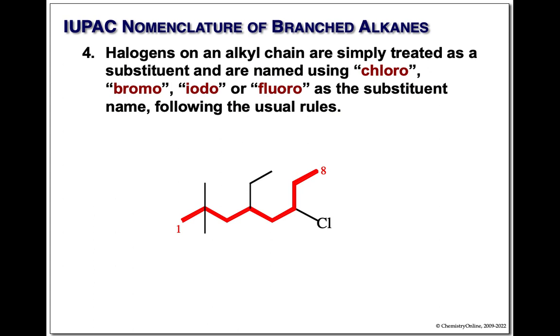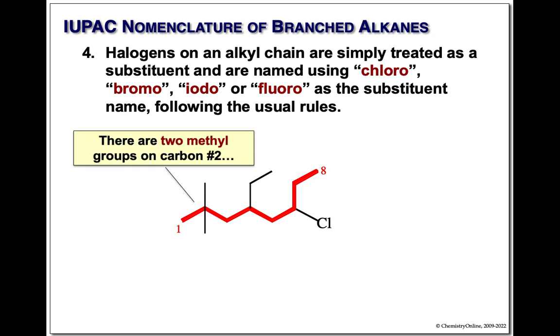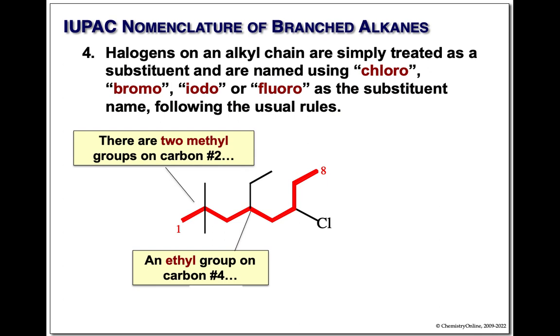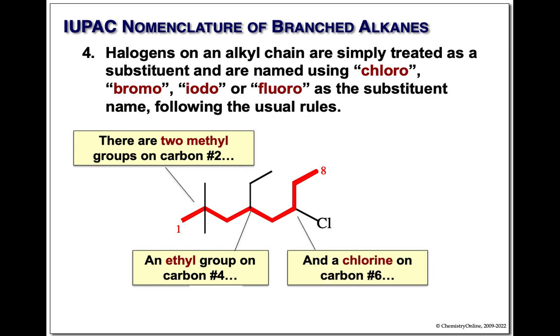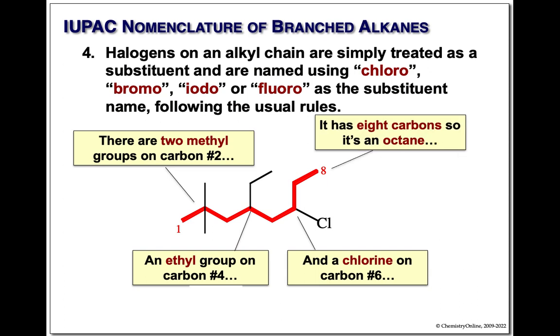We will start with the chlorine, 2 methyls on carbon 2, ethyl on carbon 4, chlorine on carbon 6. Alphabetically, chlorine comes first, then ethyl, then methyl. Again, it's an octane. 6-chloro, 4-ethyl, 2,2-dimethyl octane.